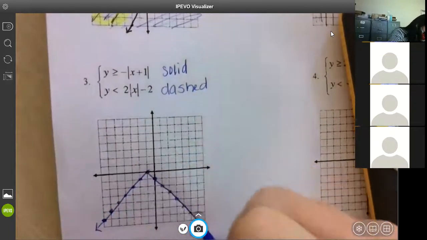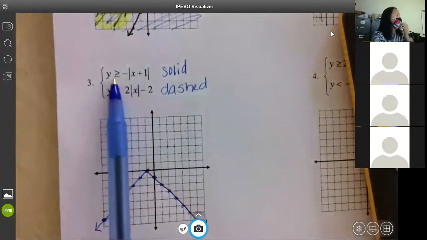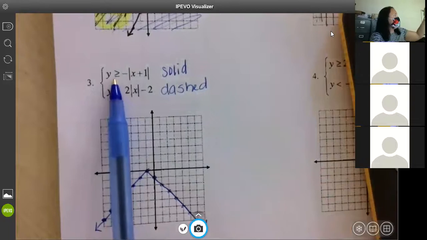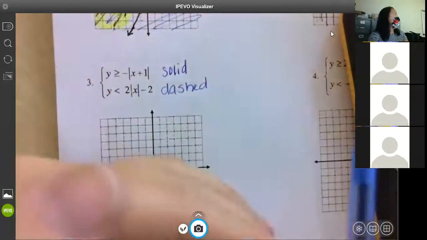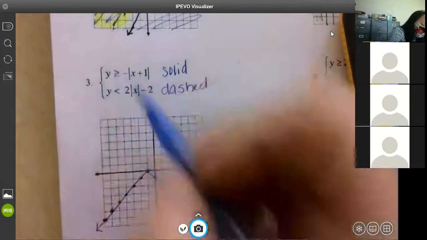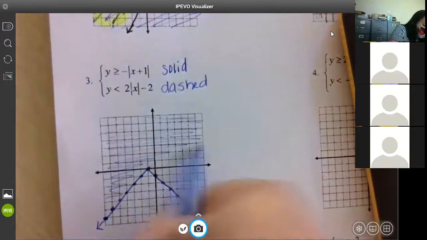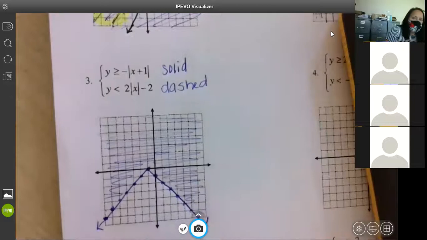Absolute values and quadratics are really easy. I'm not even going to graph this one because if it's greater than, it's above, and if it's less than, it's below. So above the mountain or below the mountain. Does that make sense? Above the U or below the U. So this one is above. So that means we're shading this part right here. Okay.